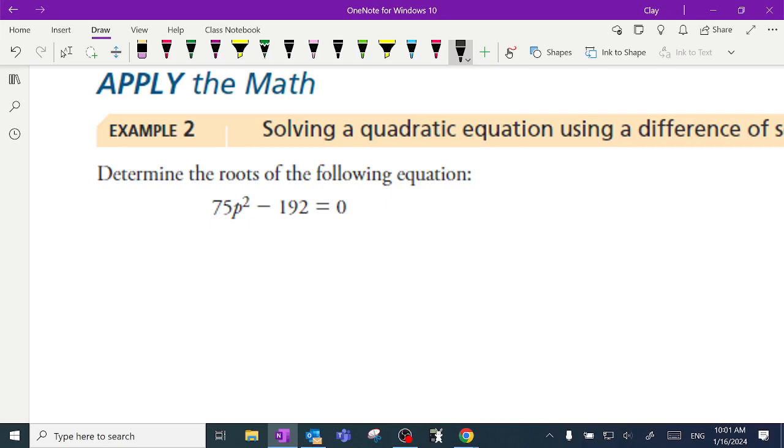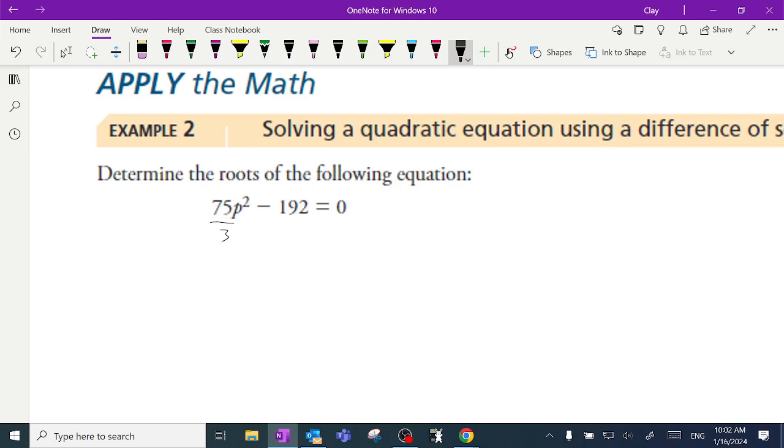What are the two values for p in that equation? 75p squared minus 192. Okay, this one's a little different than the last example. I'm going to notice that both of these numbers here have 3's in them. Do you remember how to tell if a number is divisible by 3? All you have to do is add up the digits. 7 plus 5 is 12. 1 plus 9 plus 2 is 12. 3 goes into 12, so 3 goes into those two numbers.